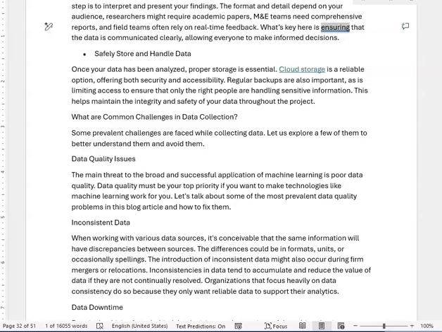What's key here is ensuring that the data is communicated clearly, allowing everyone to make informed decisions.